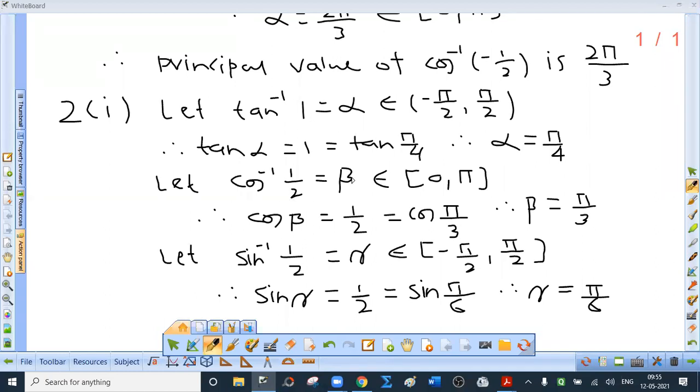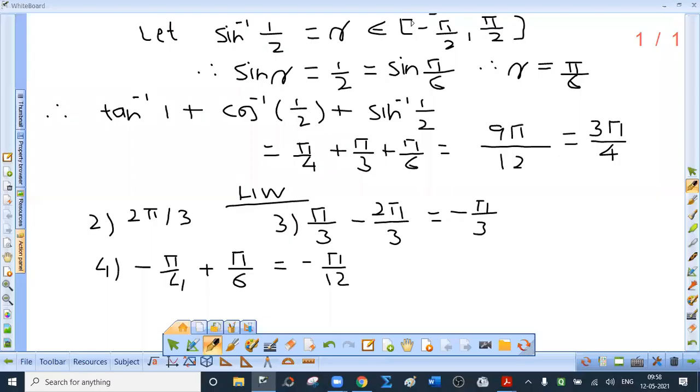Similarly, let cos inverse half be beta. Cos beta is half, but cos pi by 3 is half, and pi by 3 belongs to this interval. So beta is pi by 3. Similarly, sine inverse half is nothing but pi by 6. Now just add them. So what is tan inverse 1 plus cos inverse half plus sine inverse half? Pi by 4 plus pi by 3 plus pi by 6, that is 3 pi by 4.